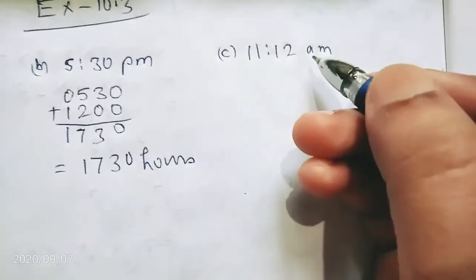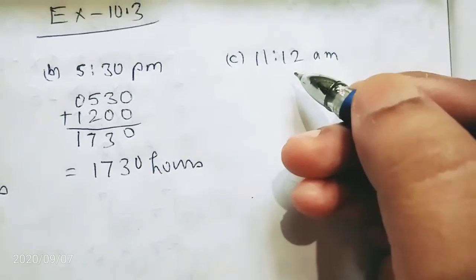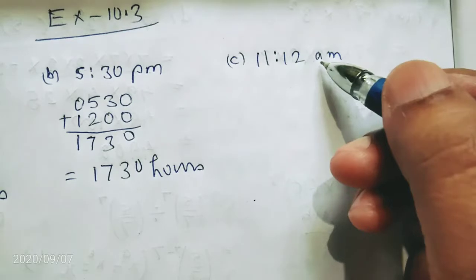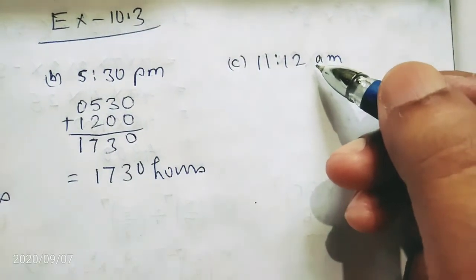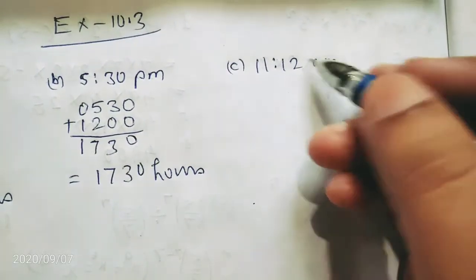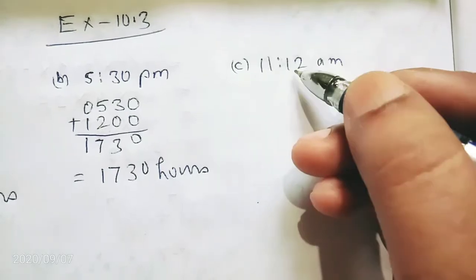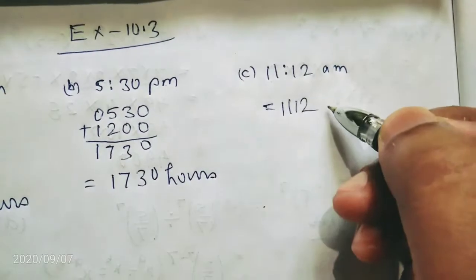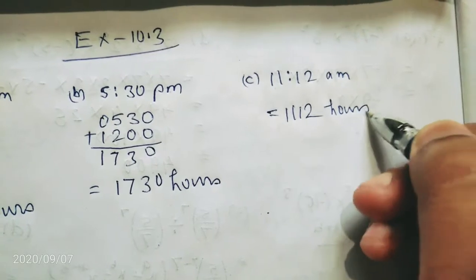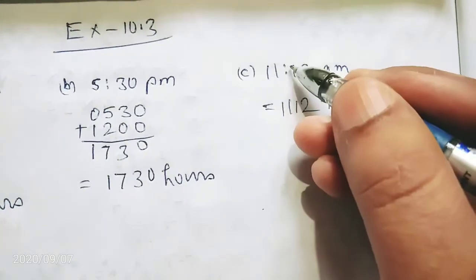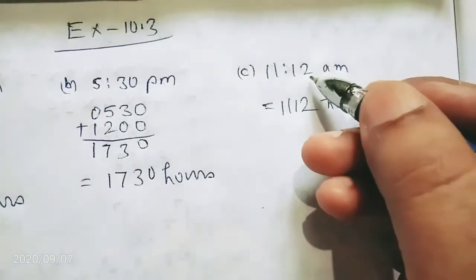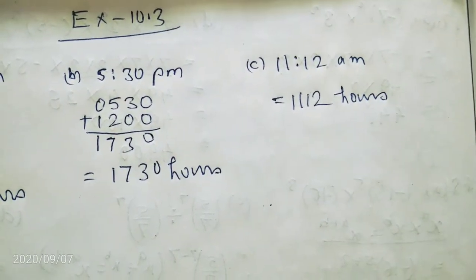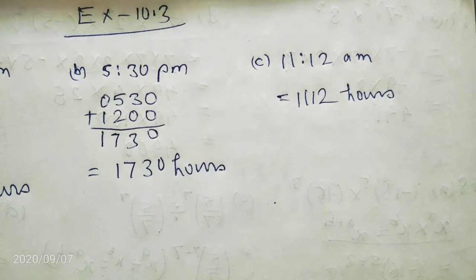In this question it is given in AM. Now there is no need to add 1200 hours like with PM. When it is AM, that means it is before 12 o'clock noon, so no need to add any 1200 hours here. You only have to convert this into a 4-digit number like this, 1112 hours. That is simply writing without the dots. Simply write all the digits. So it is converted into hours.